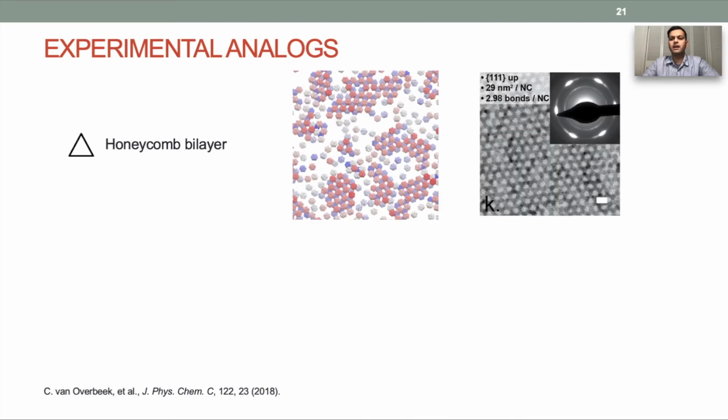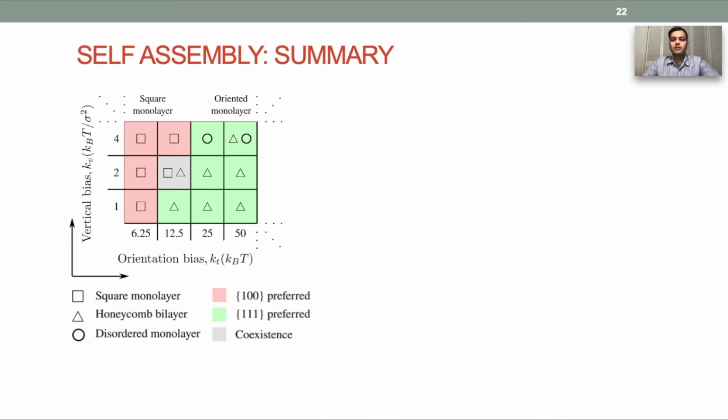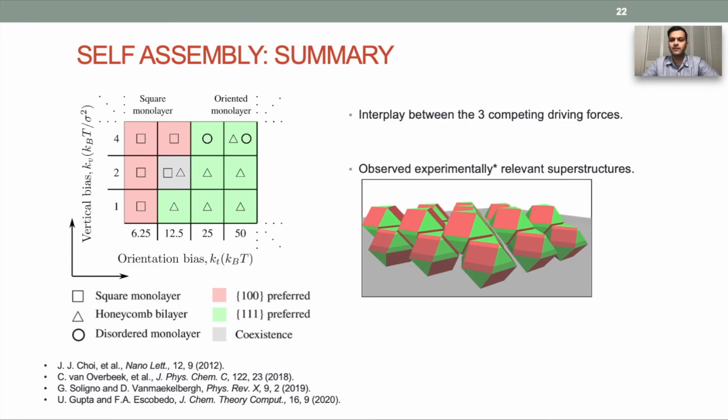Most notably, the honeycomb and the square lattices are observed for a wide range of conditions and are of great interest experimentally. The observed phase behavior is an interplay between the three competing forces of vertical position, orientation preference, and internanoparticle bonding. This phase map can be used to create guidelines for the formation of various known superstructures. More importantly, this process can be used to study the phase behavior corresponding to the characteristics displayed by different nanoparticle shapes, solvent combinations, etc.